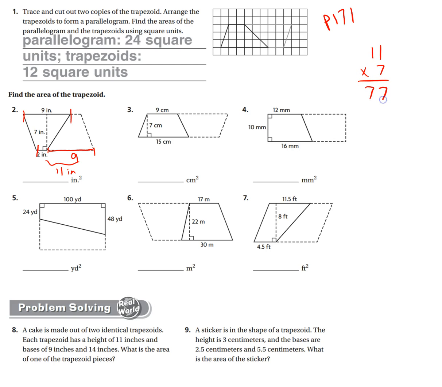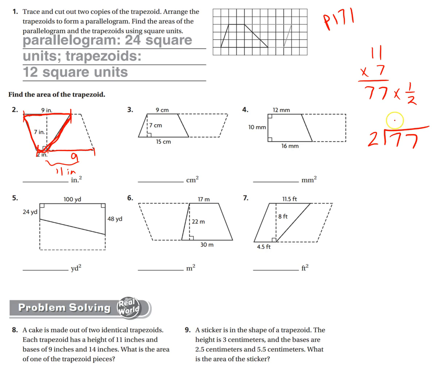Which is 77. And then, since we ultimately only want to know the area of this trapezoid, we have to cut this area in half. So we have to multiply by 1/2. Okay, or we can multiply by 0.5, or we can divide by 2. I'm going to divide by 2.